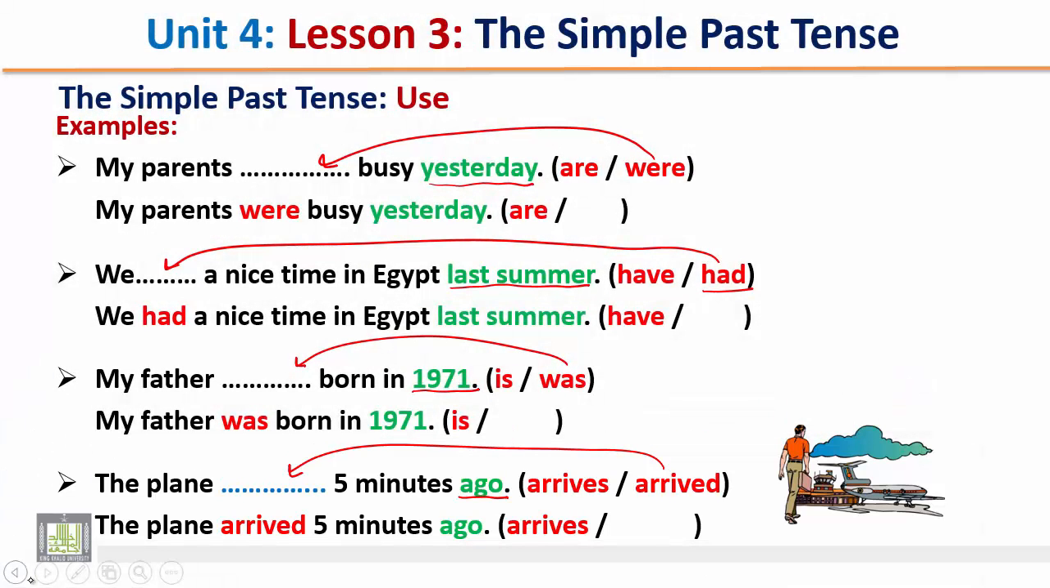So we use the simple past tense to talk about actions or activities that started and ended at a particular time in the past.